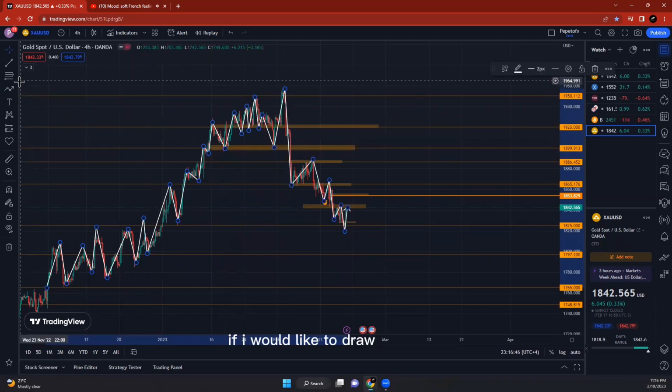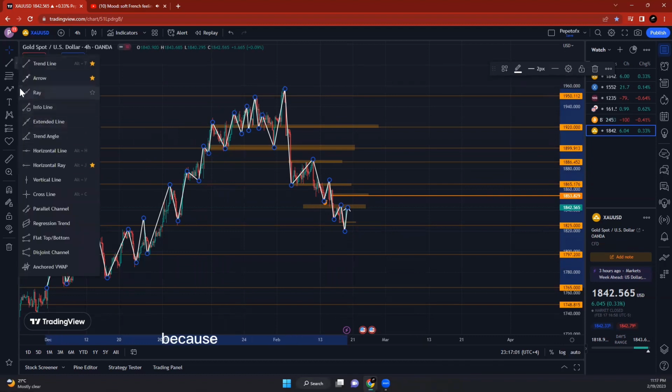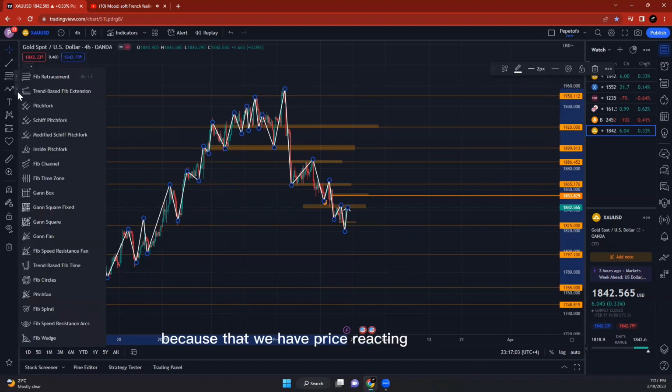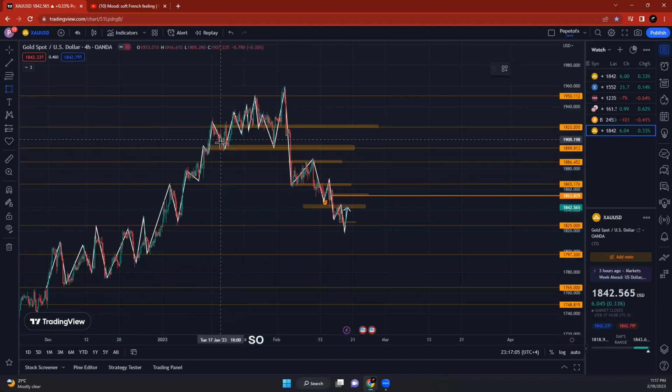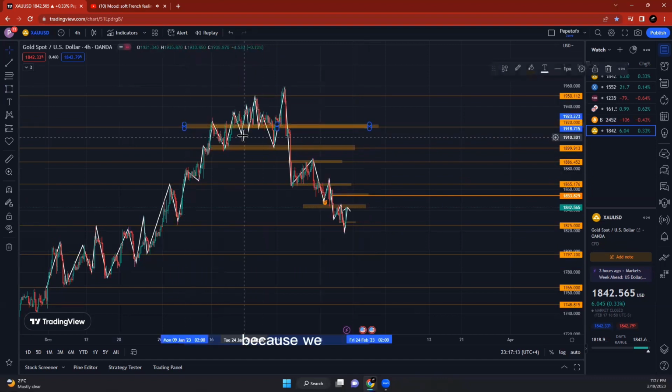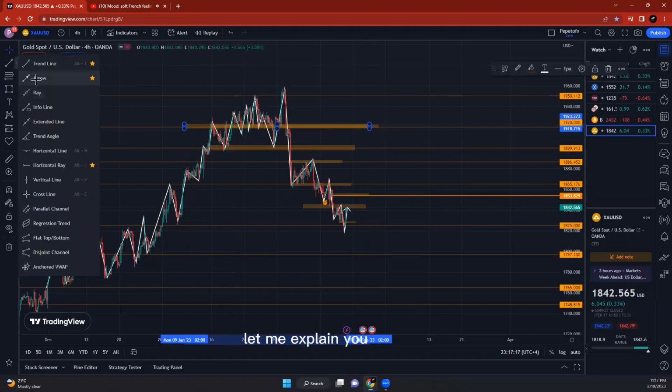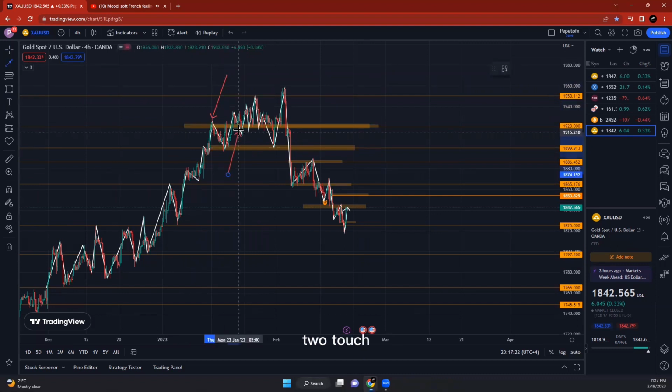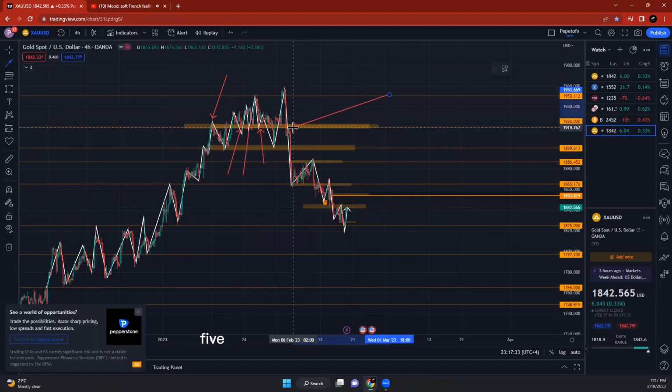If I would like to draw the levels, I need to find out which are the most recent levels and which have more touches. It is very important because we have price reacting to these levels. So simple as it is, this level. Why is it important? Because we have one touch. Let me explain it this way: one touch, two touch, three touch, four touch, five touch. So this level is very important.